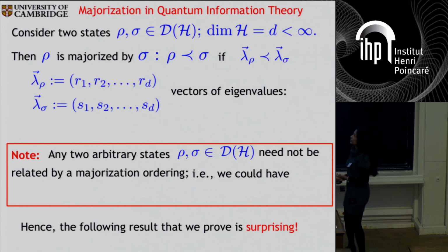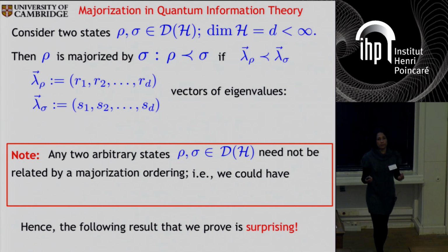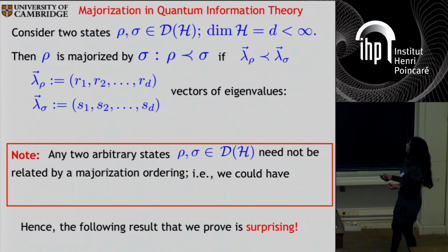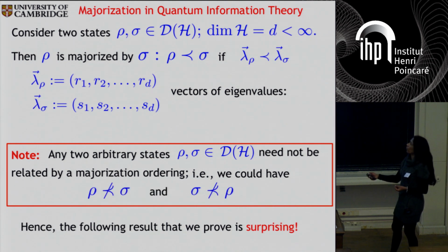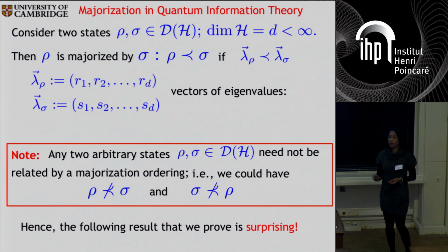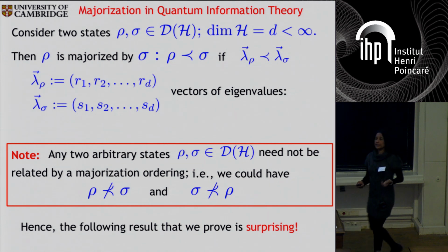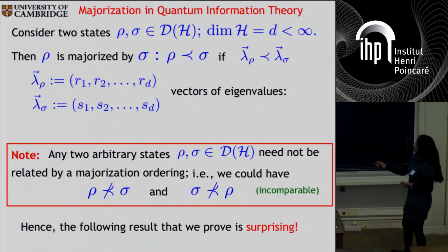Now, just pick any two arbitrary states. There's no reason for them to satisfy any sort of majorization ordering. So we could have that rho is not majorized by sigma and sigma is not majorized by rho. In this case, we say the states are incomparable. It is this fact which makes the result that I'm going to state surprising. In order to state the result, I need a little bit of notation.